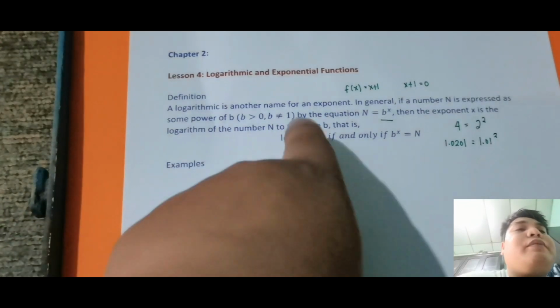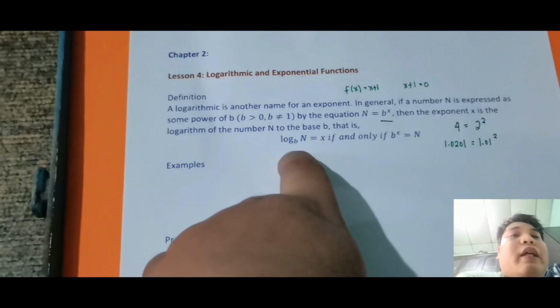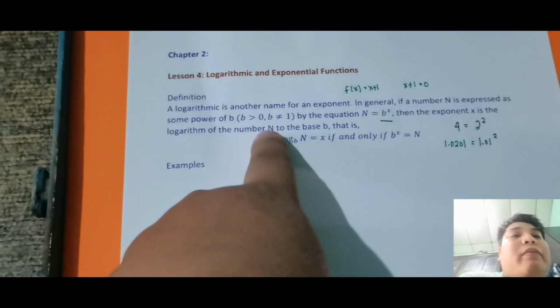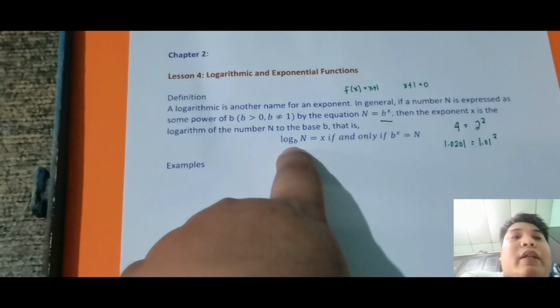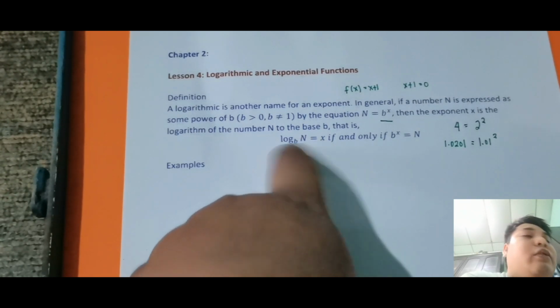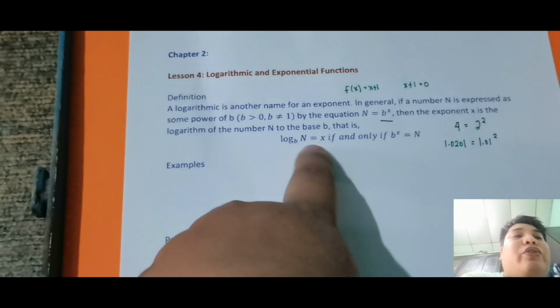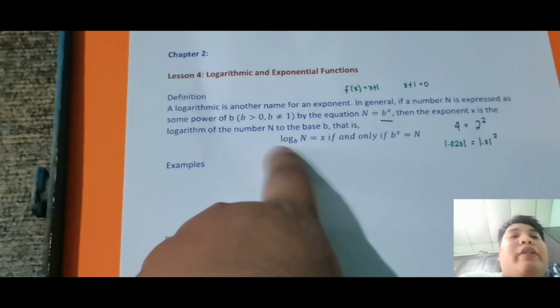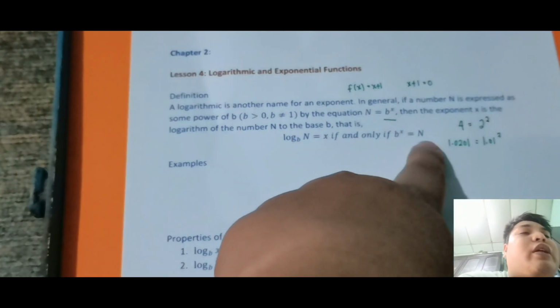Okay, so ito yung ating rule, no? So we have logarithm of n base b. Again, yun yung basa, logarithm of the number n, or logarithm of n to the base b is equal to x. So whenever ito yung nakikita mo, ito yung logarithmic expression or logarithmic counterpart nung exponential function, which is b raised to x is equal to n.